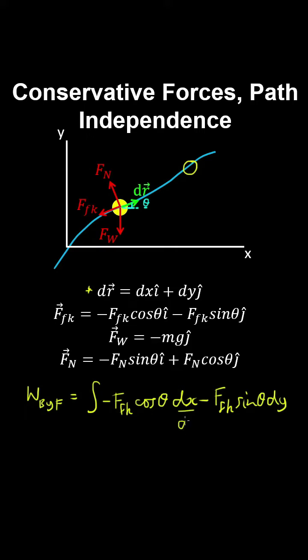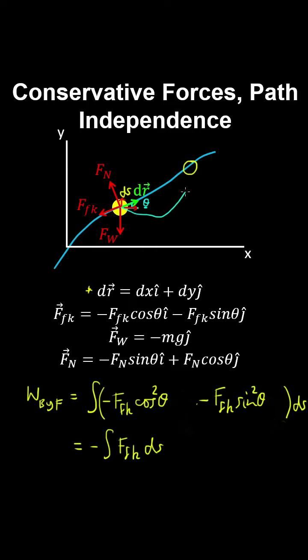So if we divide through by ds and then multiply the result by ds, where ds is the length of this displacement vector, well dx/ds is cosine theta and dy/ds is sine theta. So this integral can now be written as follows. We obtain the following result, where cosine squared theta plus sine squared theta is 1. So therefore the work done by the friction force depends on the path that the particle takes. So we say that the friction force is not conservative, or dissipative.